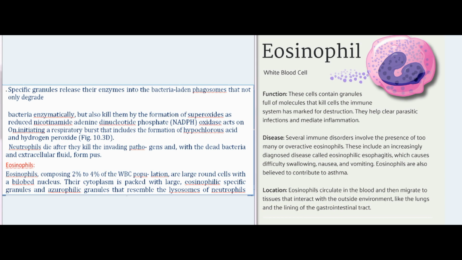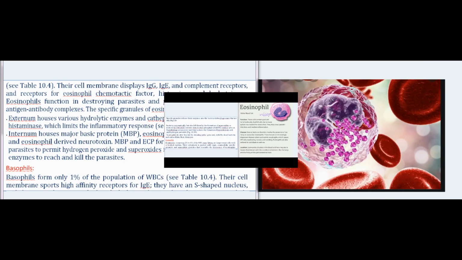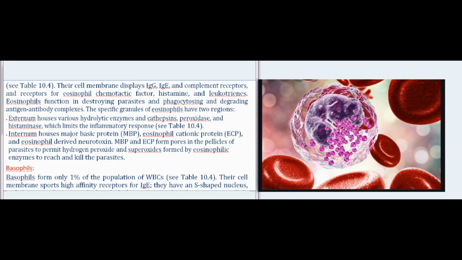Neutrophils die after they kill the invading pathogens and, with the dead bacteria and extracellular fluid, form pus. Eosinophils, composing 2% to 4% of the WBC population, are large round cells with a bilobed nucleus. Their cytoplasm is packed with large, eosinophilic specific granules and azurophilic granules that resemble the lysosomes of neutrophils, see Table 10.4.